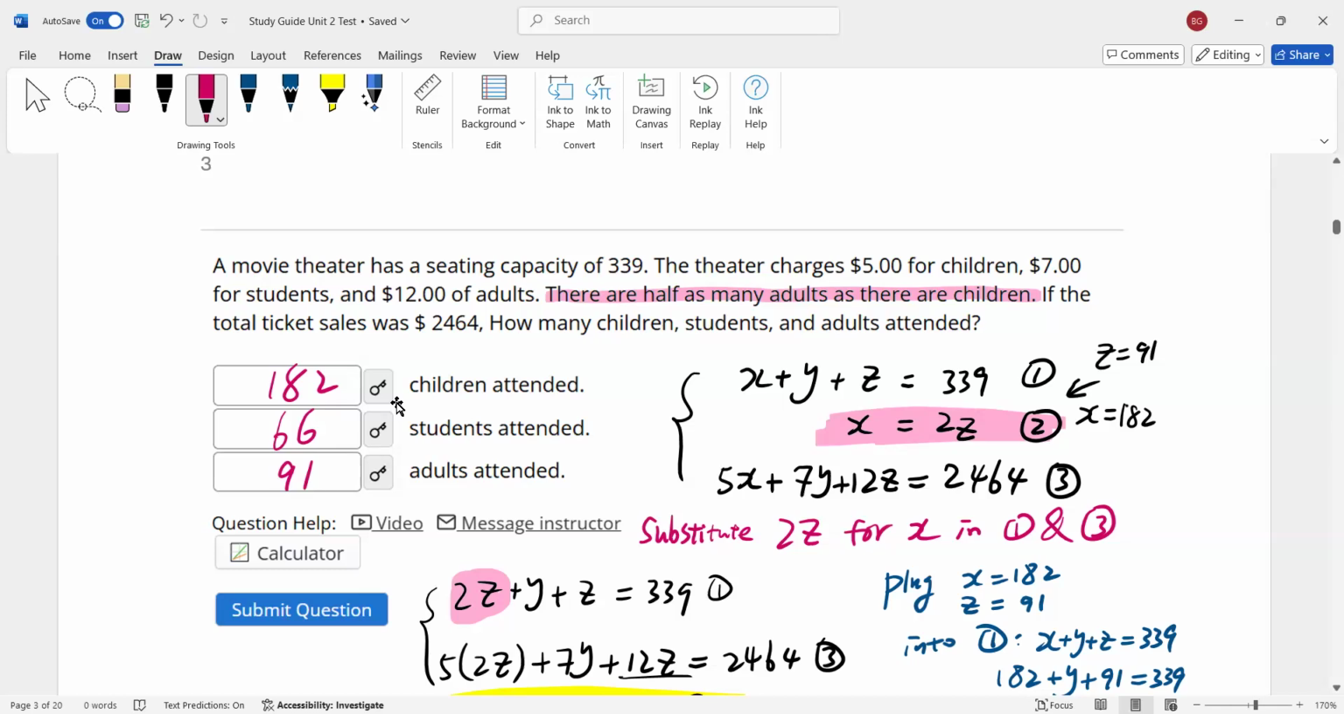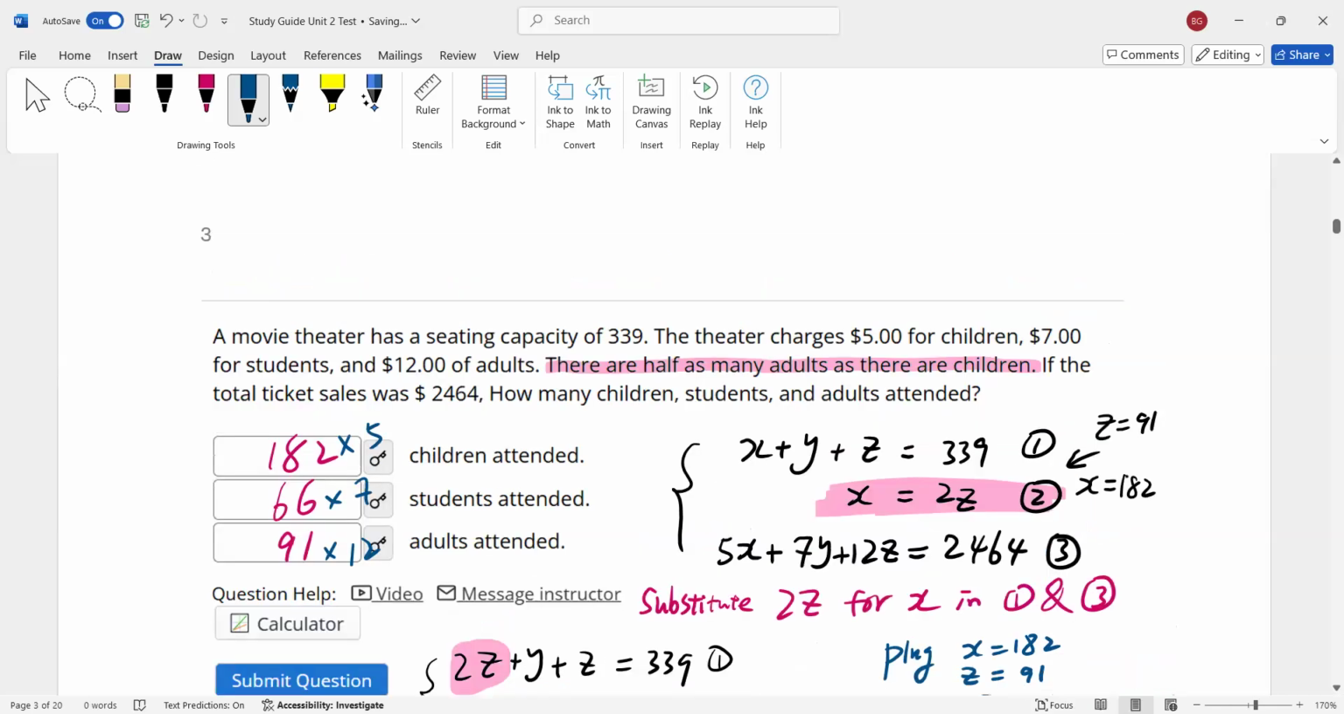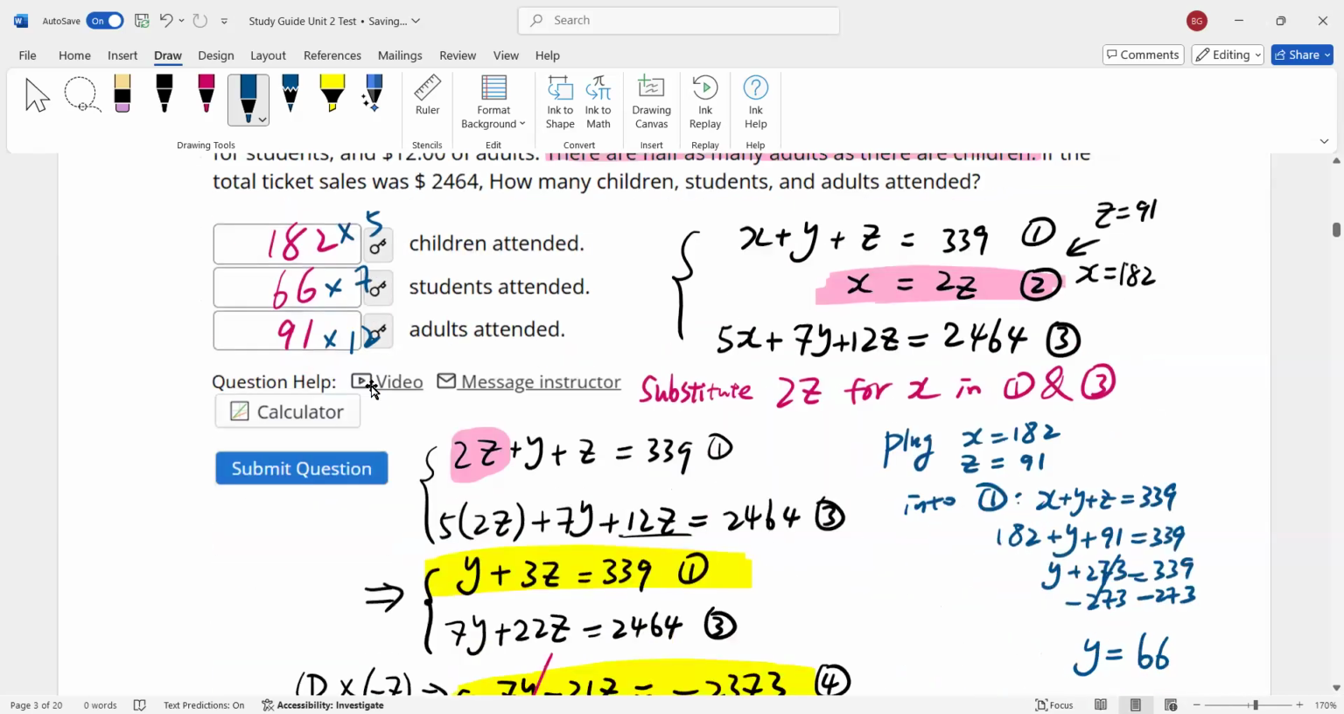And then for the income, you probably need to do some calculation here. I believe this is the correct answer, okay? You can just quickly figure out how much money from children, how much money from students and adults. You just multiply these numbers by the children charge $5, students charge $7, adults charge $12, and you add them together to see if you have 2,464. I believe the number matches. So that's the answer. So that's problem number 3. Let's continue.